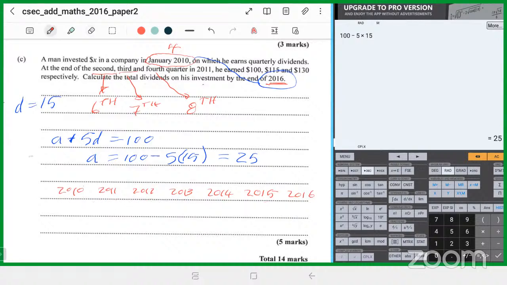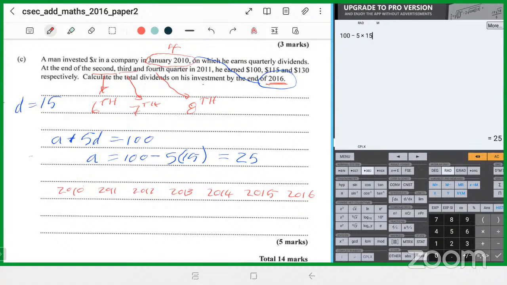Plenty of people get the wrong answer because they use the wrong number of years that he was paid for. He actually was paid for 7 years. Many people do 2016 minus 2010 and get 6 years, and those 6 times 4 quarters give you 24, which is wrong, because when you subtract 2016 minus 2010, you are not including the 2010. You have to be mindful when you're subtracting years.